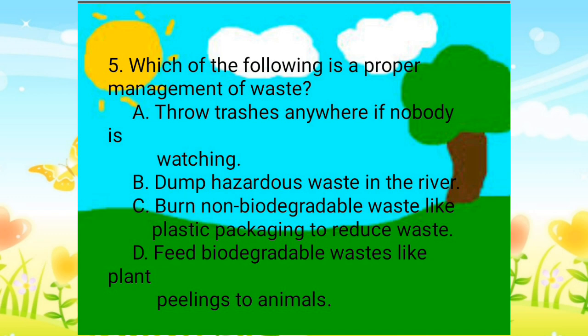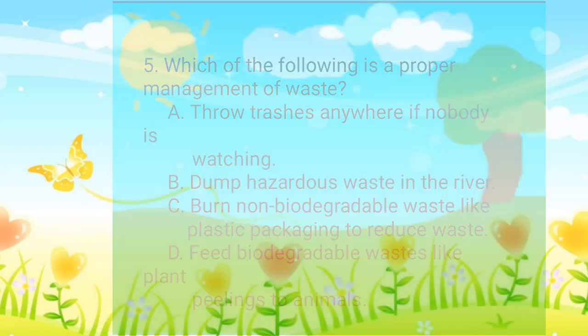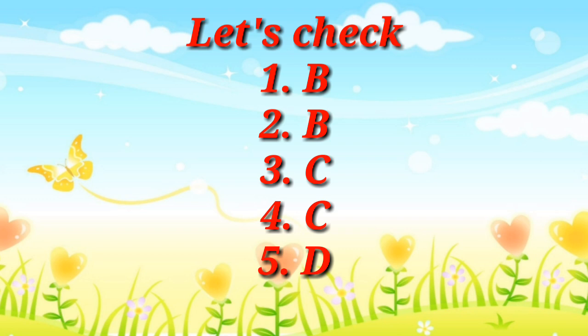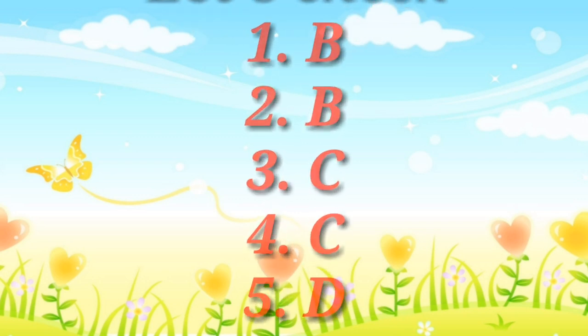C. Burn non-biodegradable waste like plastic packaging to reduce waste. And letter D. Feed biodegradable waste like plant peelings to animals. Let us check your answer. Number 1, letter B. Number 2, letter B. Number 3, letter C. Number 4, letter C. And number 5, letter D.